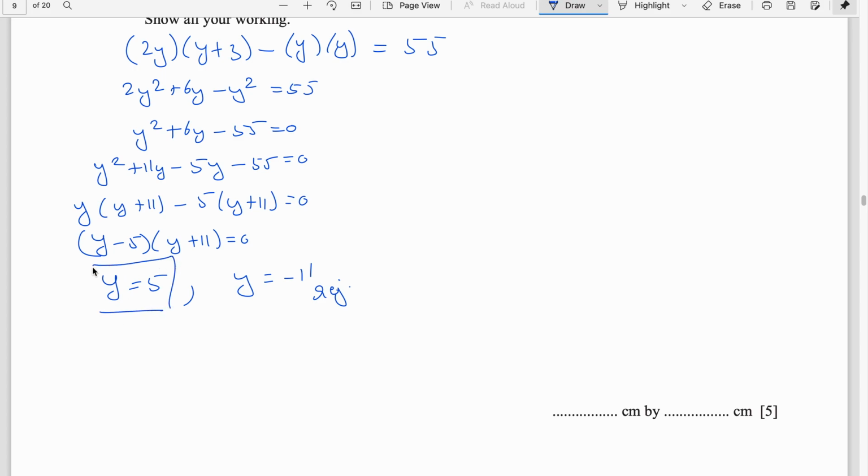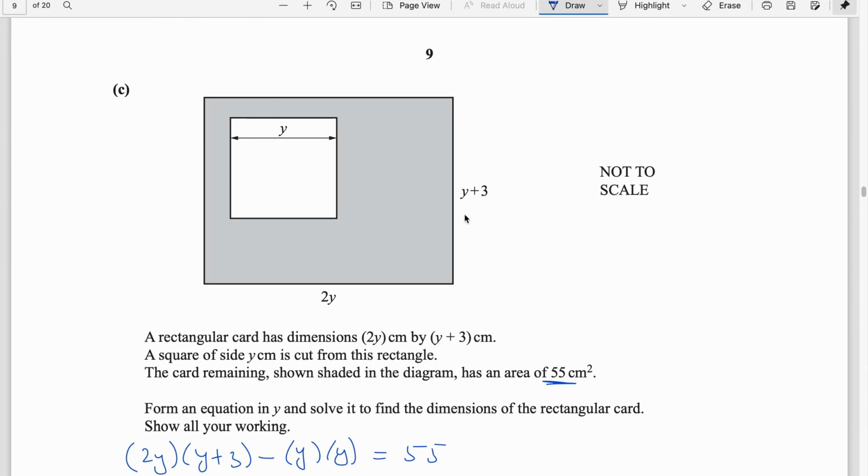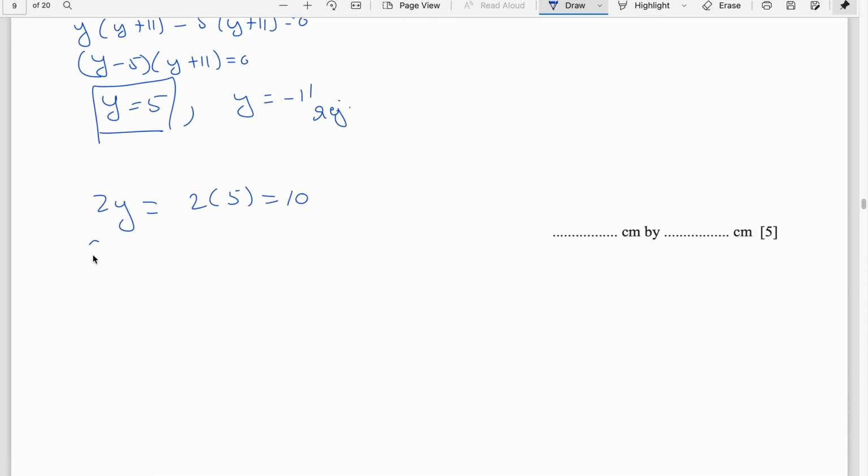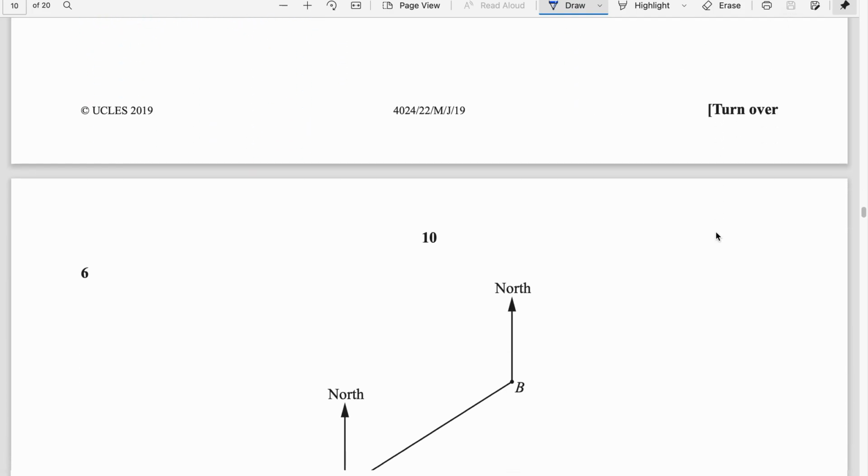So when y is equal to 5, one of the lengths is 2y. So 2 into 5 is 10. The other is y plus 3. So y plus 3 is 5 plus 3, which makes it 8. So the dimensions are 10 centimeters by 8 centimeters.